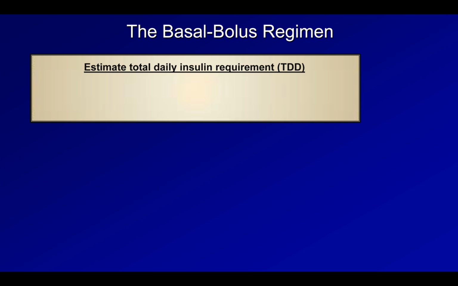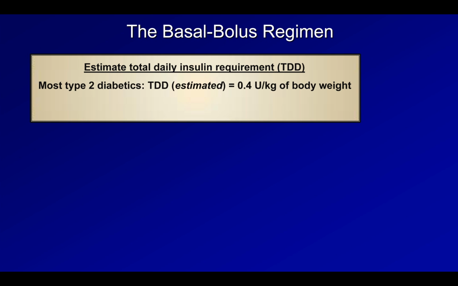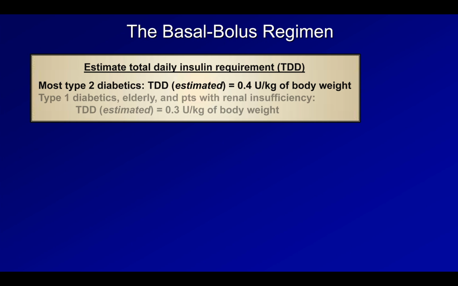For most type 2 diabetics, the estimated total daily dose is about 0.4 units per kilogram of body weight. In type 1 diabetics, the elderly, and in patients with renal insufficiency, using a value of 0.3 units per kilogram is safer with less risk of hypoglycemia.